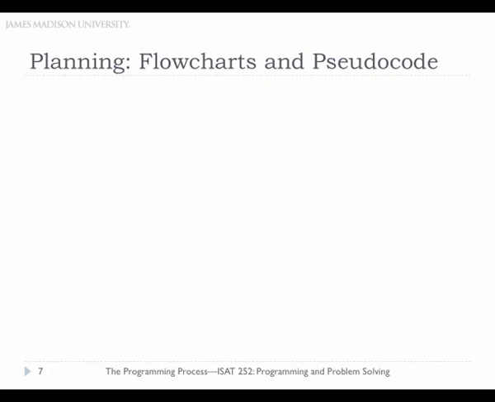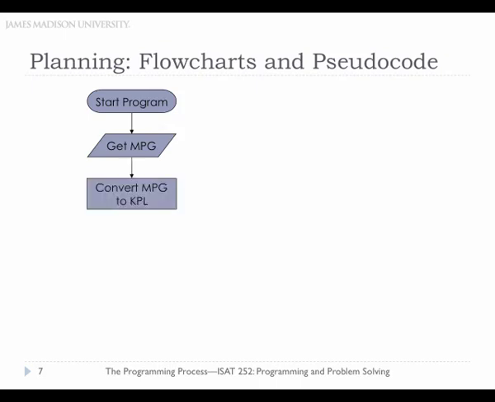So the first thing that happens is a user is going to start the program. They will go to the start menu or desktop or wherever the program happens to be and start it up. And then the next thing that will need to happen is the program will need to get a miles per gallon indication from the user. Either they type it into a text box or something like that. And next, the program will convert the miles per gallon into kilometers per liter. Finally, the program will output the kilometers per liter so that the user can see it.